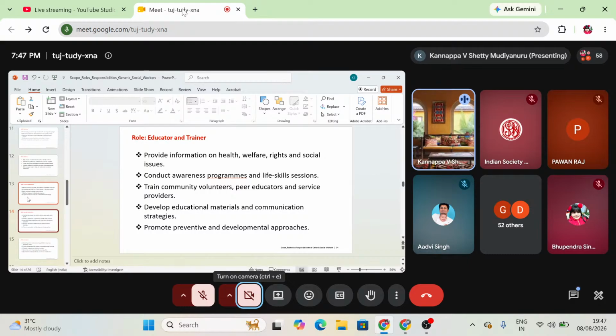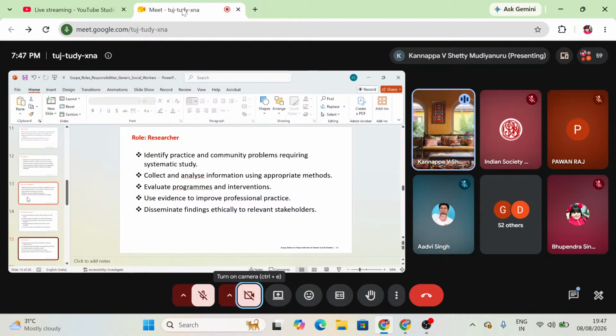We, especially from IGNOU and many other universities, offer generic social work programs at BSW, MSW and diploma levels. So many of them go for this kind of job only, not very specific or specialized jobs.